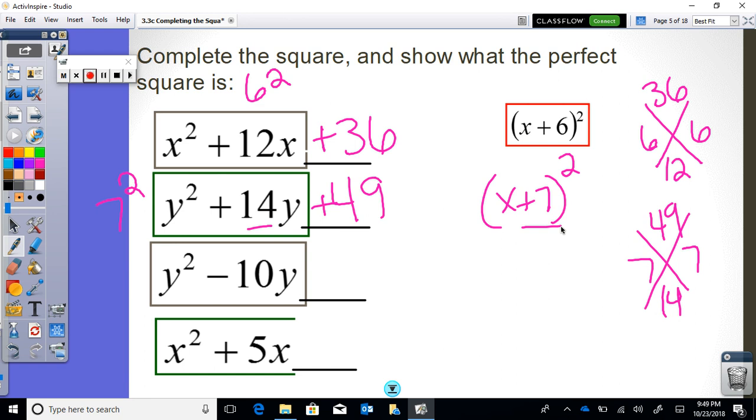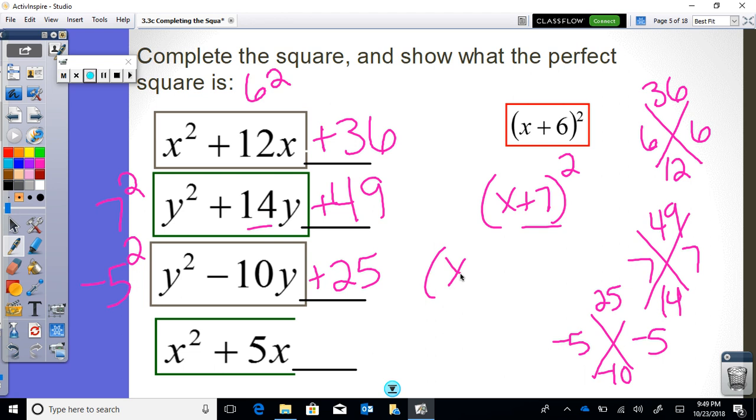Here, half of negative 10 would be negative 5, and negative 5 squared would be 25. Factors of 25 that add up to negative 10, well, that would be negative 5 and negative 5. So it's going to be y minus 5 times y minus 5, or y minus 5 squared. So again, half of negative 10 was negative 5, and it factored to y minus 5 squared. So hopefully you're seeing a connection there.